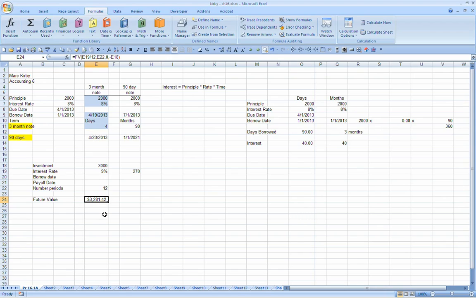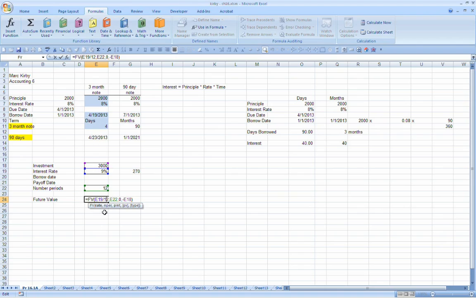But the key here is, and I'm going to hit F2, we had to take the interest rate and modify it by dividing by 12 to match the number of the interest rate for each period in the calculation. Okay, I hope that's straightforward.